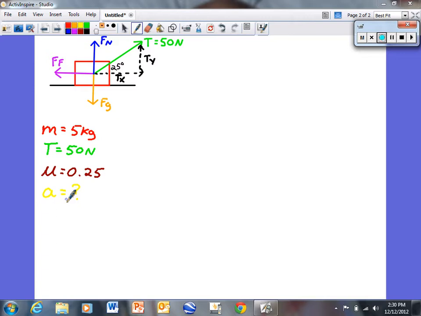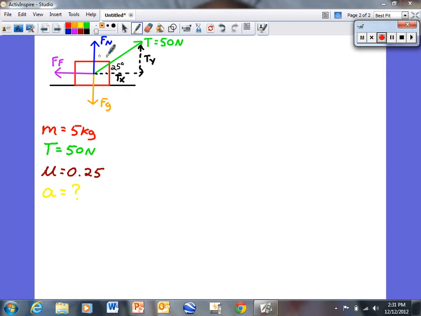And we have to find the normal force along the way in order to find acceleration, because anytime you have a problem with the coefficient of friction, we're going to need to use the normal force to solve for the force of friction, which we'll need to get acceleration. So the first thing we'll do is try and solve for the normal force.